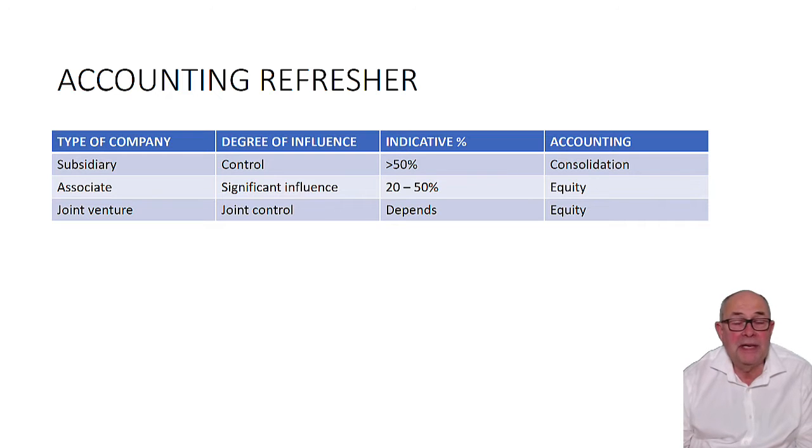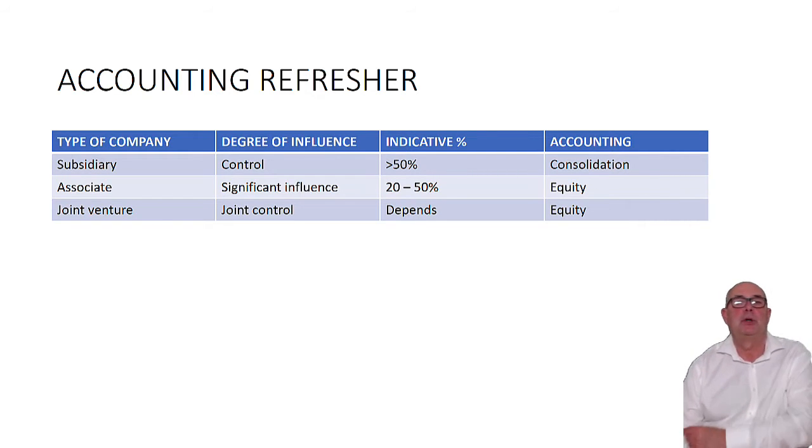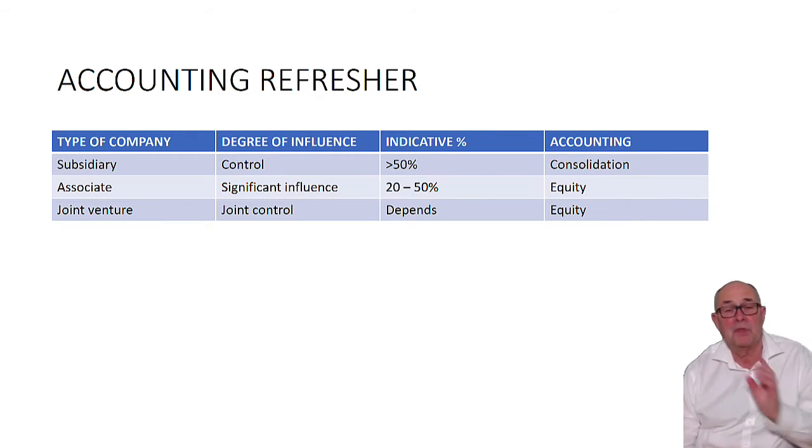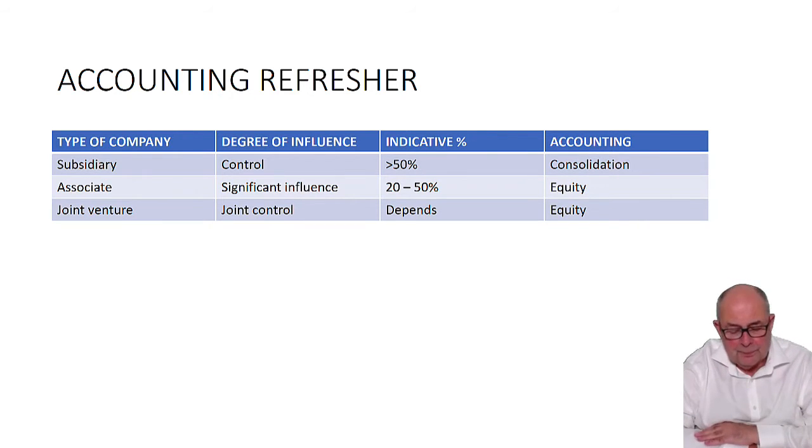Finally, when you did SBR, you met joint ventures. This is where two or more people have got joint control. Again, they've each got a right of veto over key decisions. Again, it's equity accounting. So we need to be able to recognise that situation. Probably the larger questions, though, would focus principally around subsidiaries.